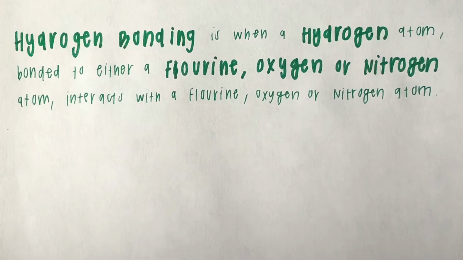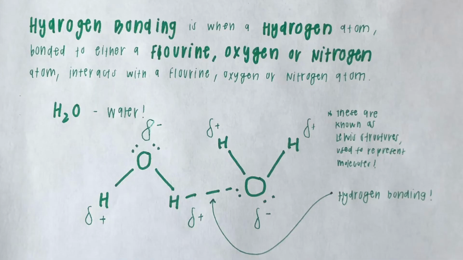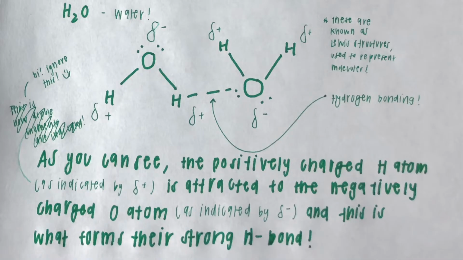So, hydrogen bonding. Hydrogen bonding is the interaction between a hydrogen atom, which must be bonded to a fluorine, oxygen, or nitrogen atom, and another atom of either fluorine, oxygen, or nitrogen of another molecule. As you can see in these Lewis structures, which are of water, a very common household substance, the positively charged hydrogen atom is attracted to the negatively charged oxygen atom of another molecule, and that's what forms their extremely strong hydrogen bond.